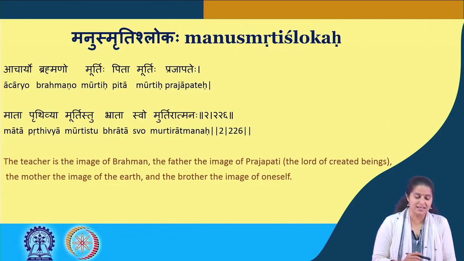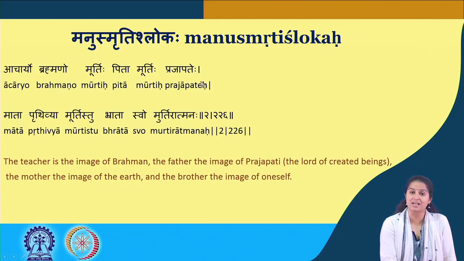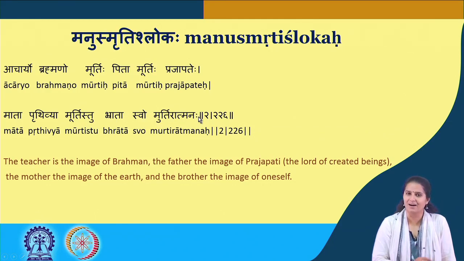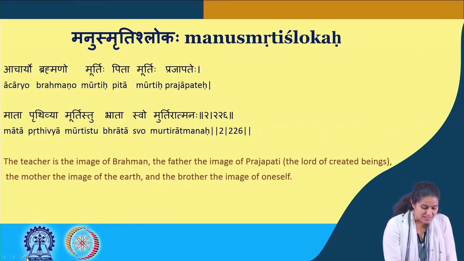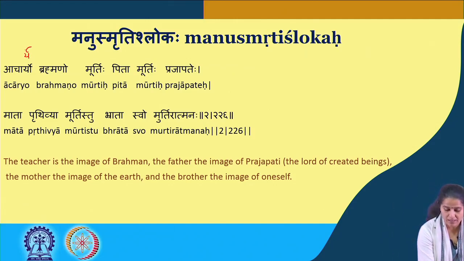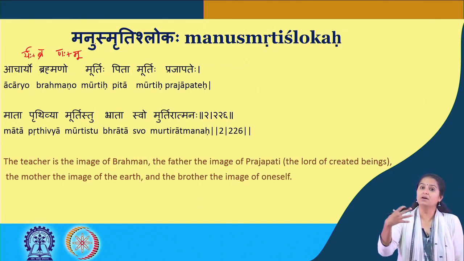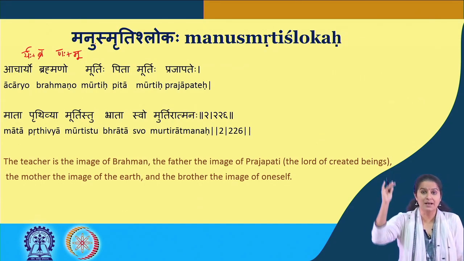So here the shloka says, Acharyo Brahmano Murtih, Pita Murtih Prajapateh, Mata Prithivya Murtih, Murtistu Bhrata Svo Murtiratmanah. Okay, let's analyze it. So Acharyo, immediately you know what happens. Acharyo would indicate that it is Acharyah plus Brahmano. So Brahmano again would become Brahmanah plus Murtih. So what are they saying? That the teacher is like the form of the Brahman himself.